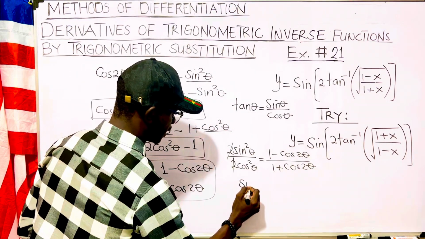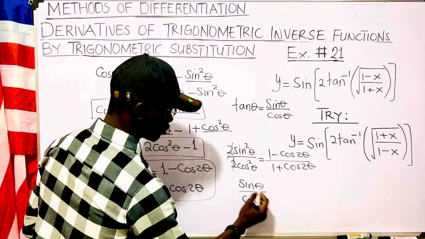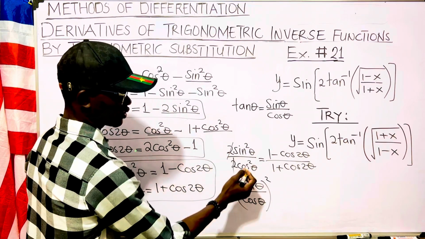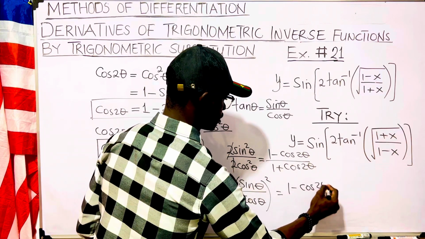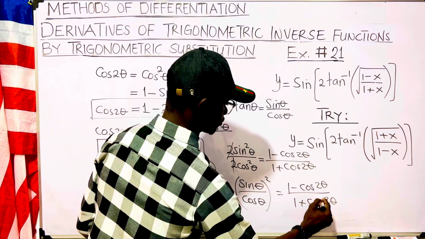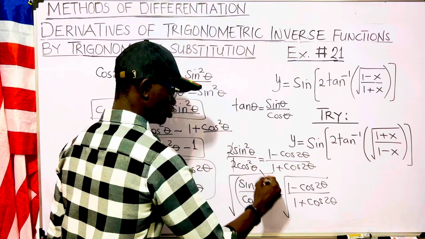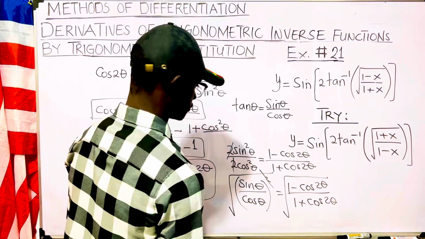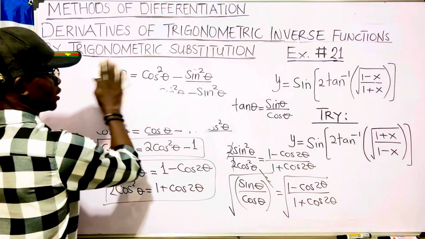So if we rewrite it, we say sine of theta divided by cos of theta, all squared, because these two are squared, right? And then we have 1 minus cos of 2 theta all over 1 plus cos of 2 theta. So if we take the square root on both sides, these two will go out. It means we will now have, let's bring it here.